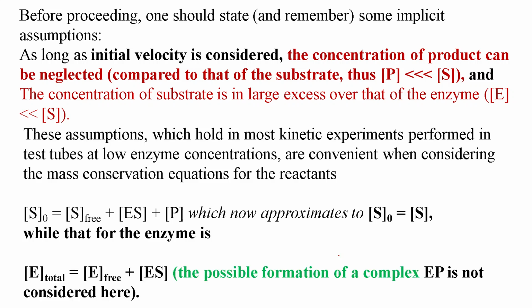For the enzyme, we know the total enzyme we added to the reaction mixture, but once the reaction starts, it is difficult to know the quantity that is free and the quantity that is bound. So we can say that the total enzyme is equal to the free enzyme plus the bound enzyme. There is a possible formation of an EP complex, but at least at this level, we are not considering it.